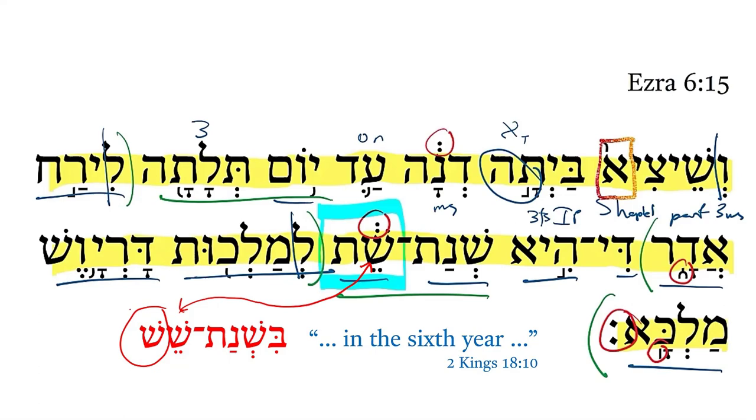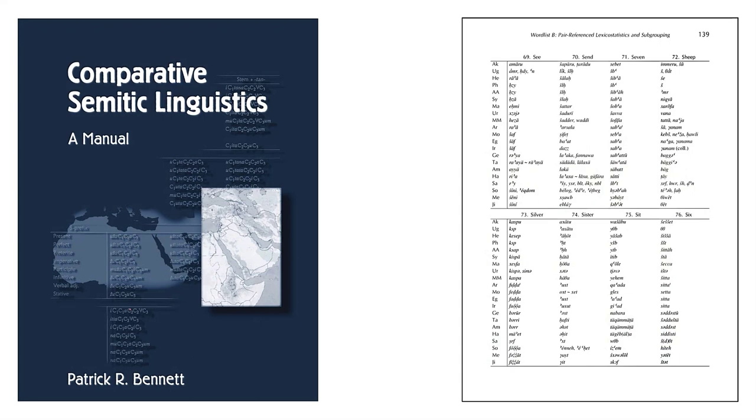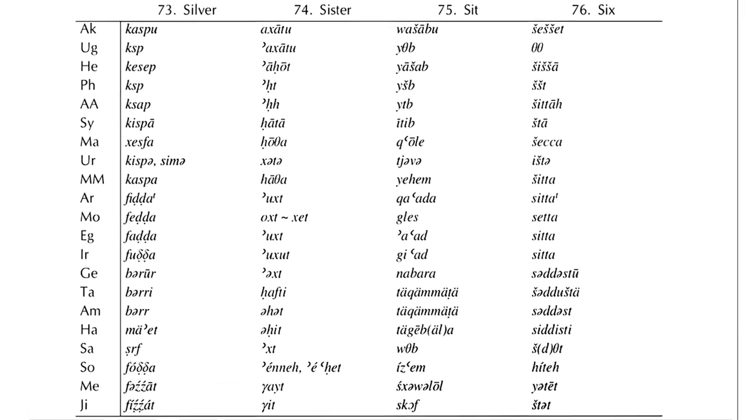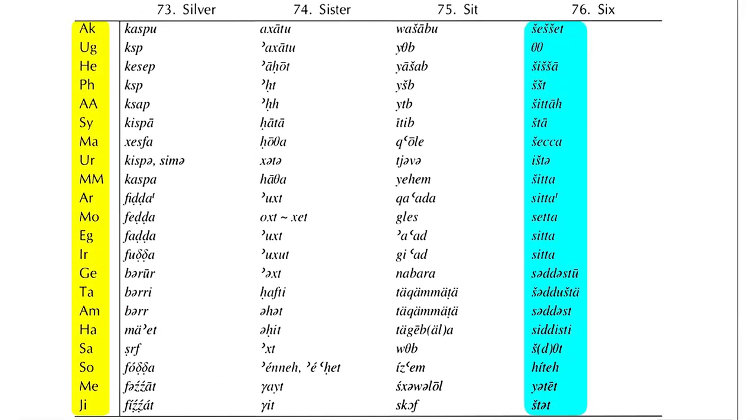Now, this study of different Semitic languages has a discipline. It's called Comparative Semitics. And in Bennett's work here, there's actually a chart that shows the word for 6 in many Semitic languages. So starting from the top, this is Akkadian, Ugaritic, Hebrew, Phoenician, and we come to AA, which is his abbreviation for Achaemenid Aramaic, which is the Imperial Aramaic that is around the era of the time of Biblical Aramaic. Now, the form that he shows for Achaemenid Aramaic looks feminine.